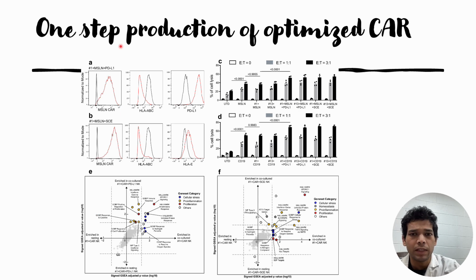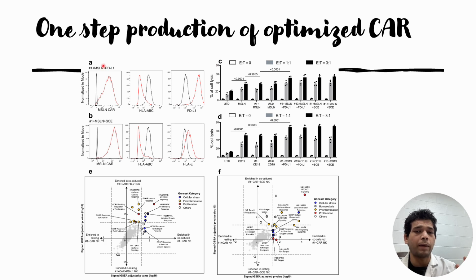In this video we will discuss one-step production of optimized CAR. So far, in the results that we have discussed in this paper, they produced the optimized CAR in a multi-step process. That is, first they reduce the HLA-ABC expression, then they overexpress either PDL1 or HLA-E, and after that they also optimize this, they transduce the CAR and then check its efficacies.